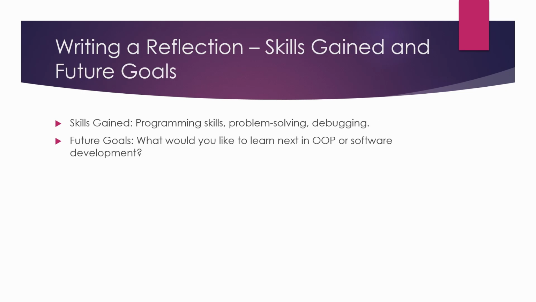In this section of your reflection, talk about the skills you have gained. You have not only learned how to program in an object-oriented style, but also how to think critically and solve complex problems. Finally, share your future goals. What would you like to learn next in the realm of software development? Maybe you are interested in learning design patterns or contributing to open source projects.